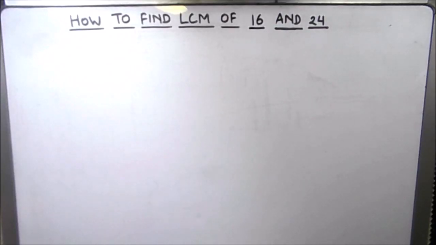Hello everyone, in this video we are going to learn how to find the LCM of two numbers, 16 and 24. We will be using the prime factorization method for finding the LCM, or least common multiple, of the two numbers. This method is also called the ladder method as we divide the numbers by making a ladder.